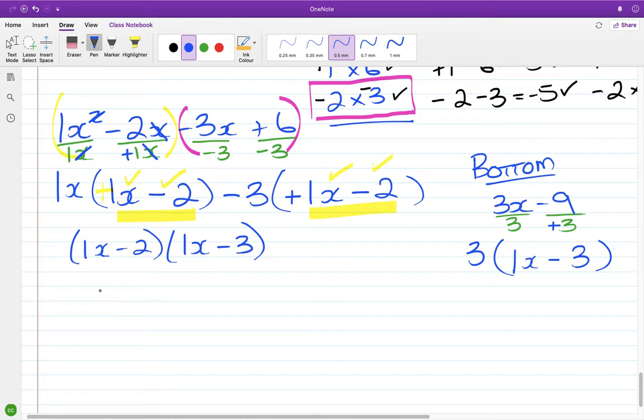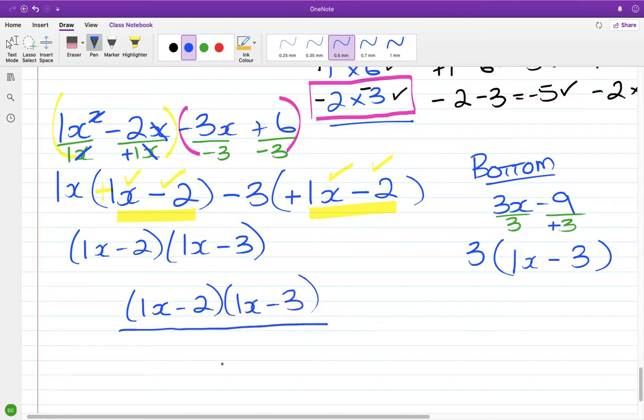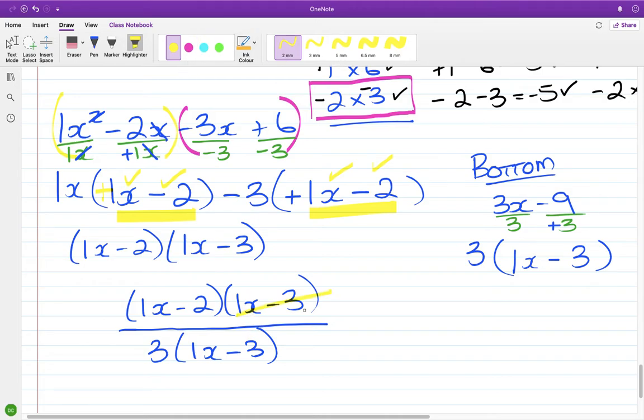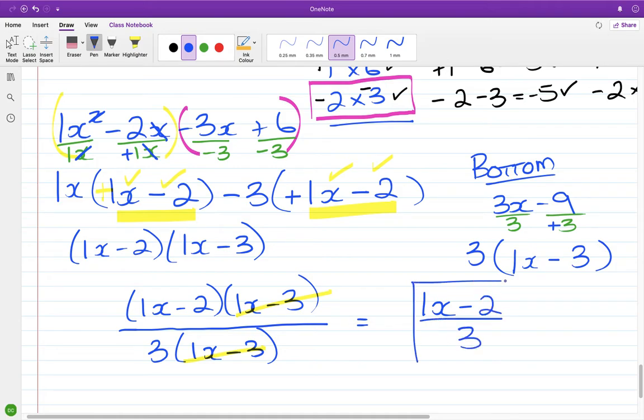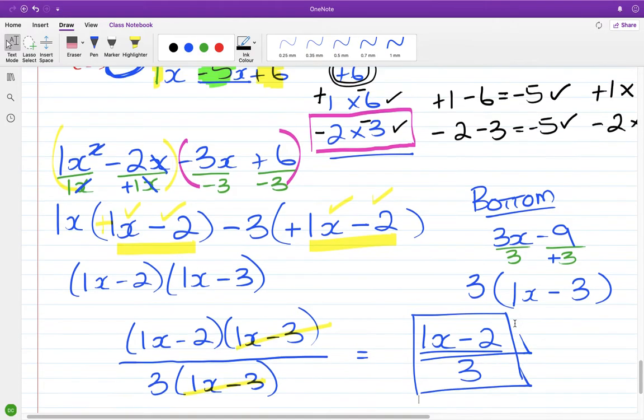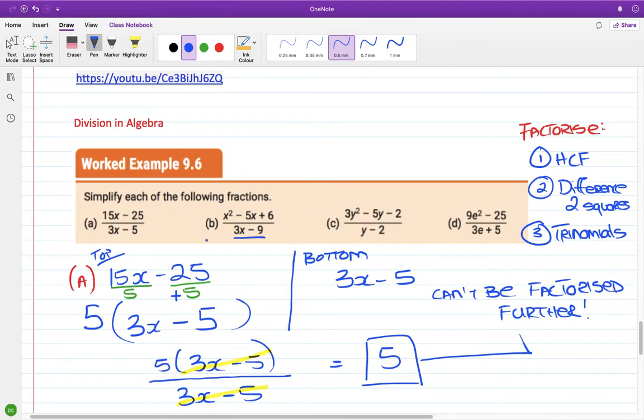Okay, so this here is my top line. So my top line is 1x minus 2, 1x minus 3. And then my bottom line is 3 times 1x minus 3. So then you're looking for your cancelling. A 1x minus 3 and a 1x minus 3 top and bottom match. So I get, whatever, write the 1, don't write the 1. So 1x minus 2 over 3 is the answer to B.